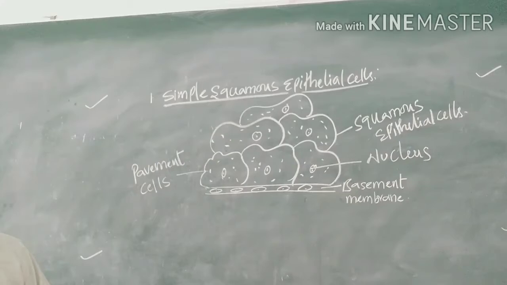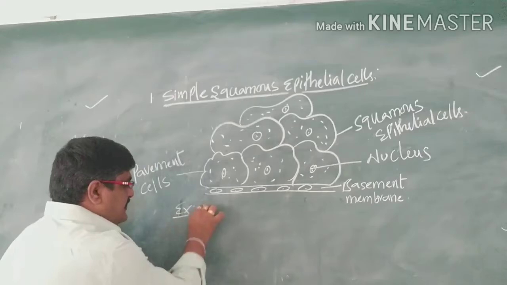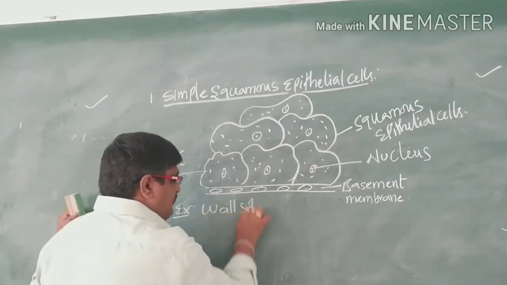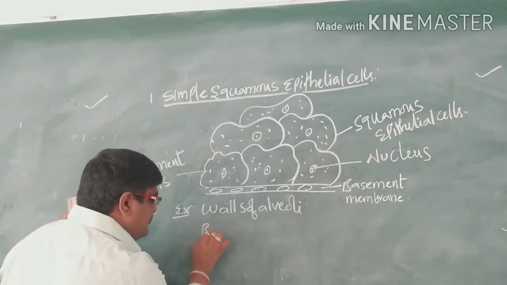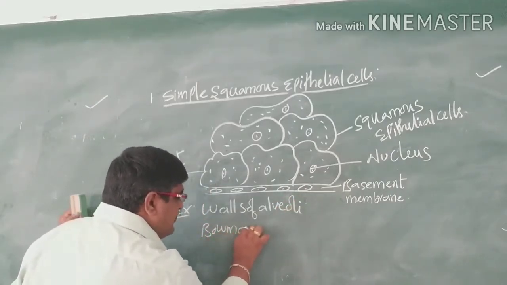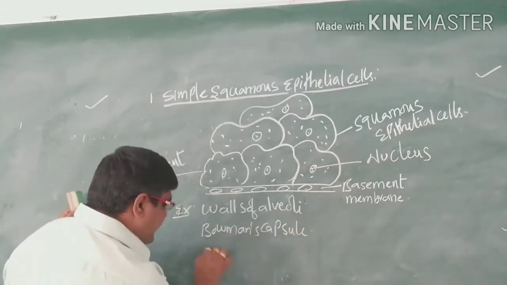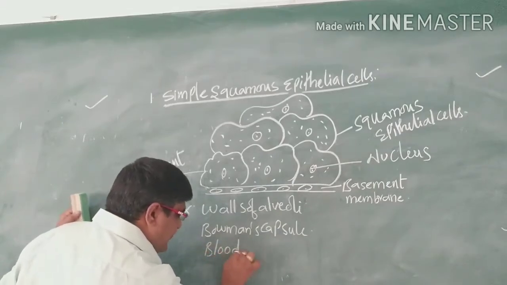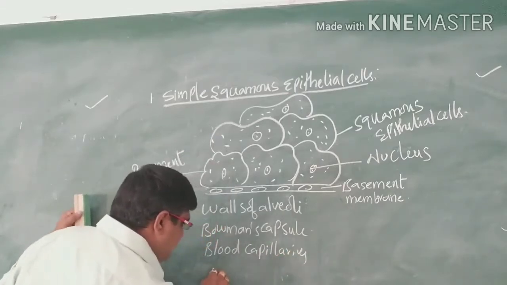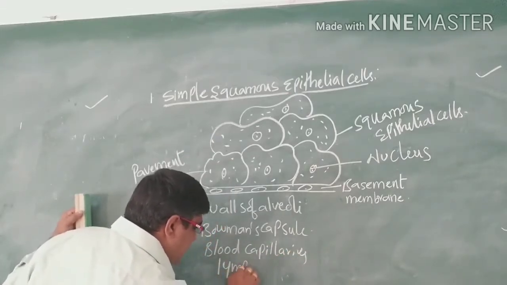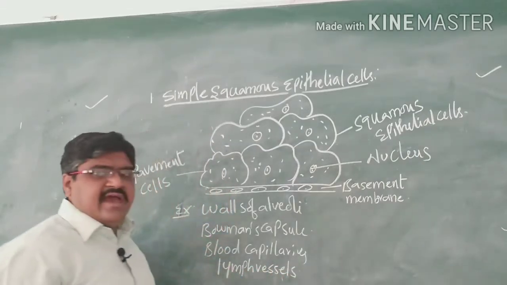These are present, for example, in the walls of alveoli, Bowman's capsule, blood capillaries, and lymph vessels. In these regions they are present.